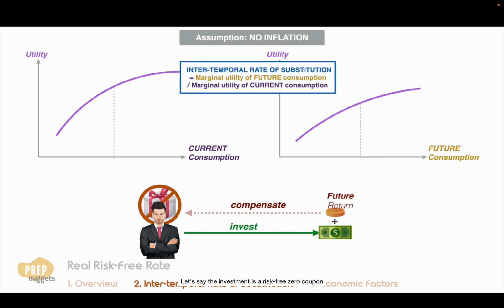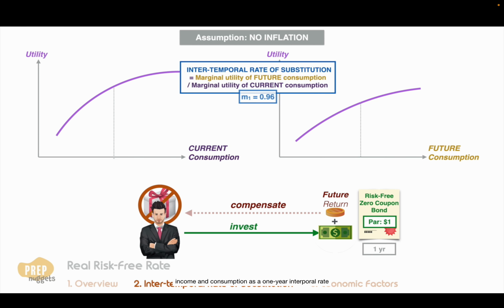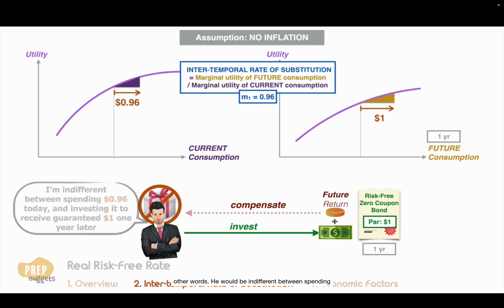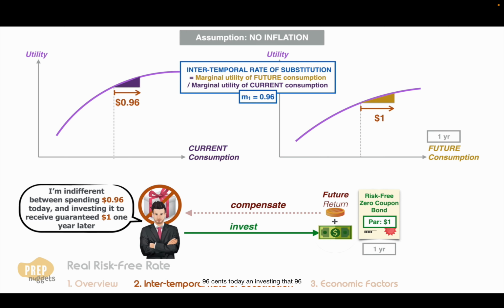Let's say the investment is a risk-free zero-coupon bond which matures at $1 1 year later. If the investor, at his current level of income and consumption, has a 1-year intertemporal rate of 0.96, that is, $1 1 year later would only buy him the equivalent utility of what 96 cents buys him today. In other words, he would be indifferent between spending 96 cents today and investing that 96 cents for a guaranteed $1 1 year later, as both amount to the same amount of utility.